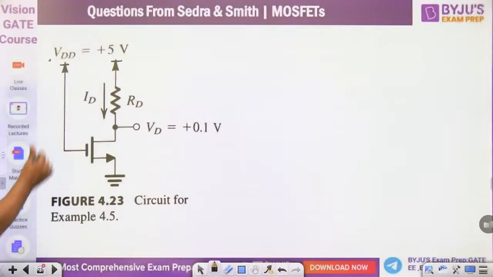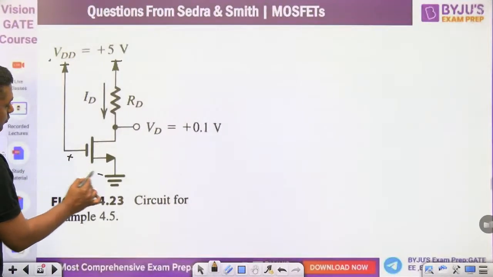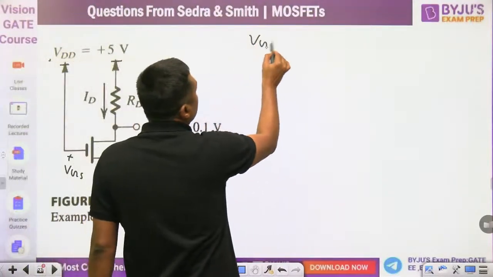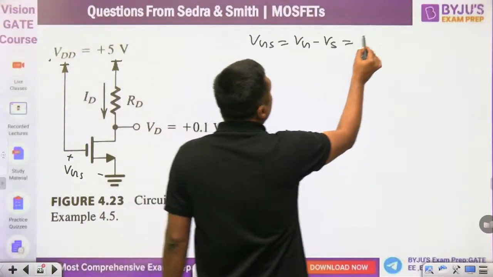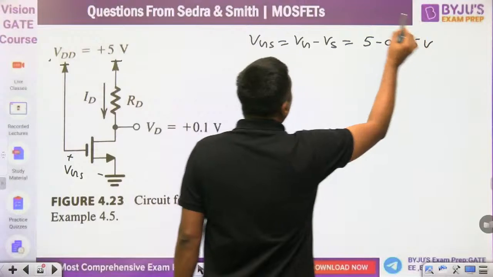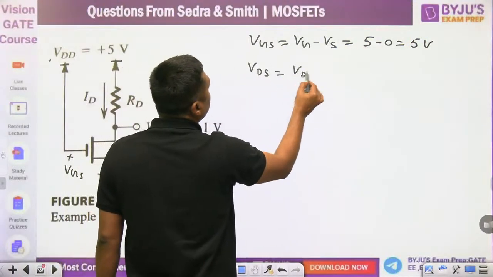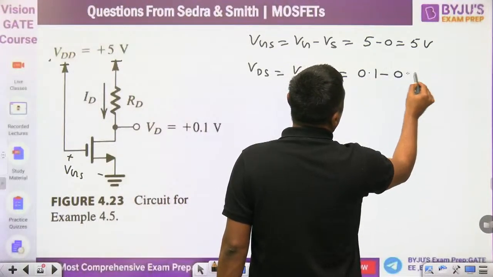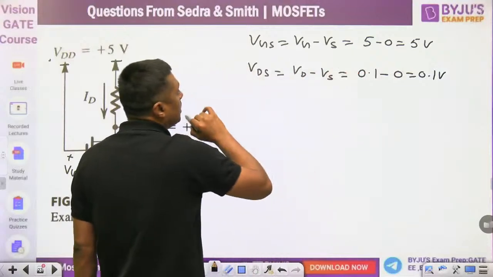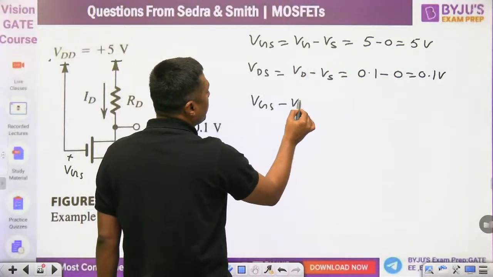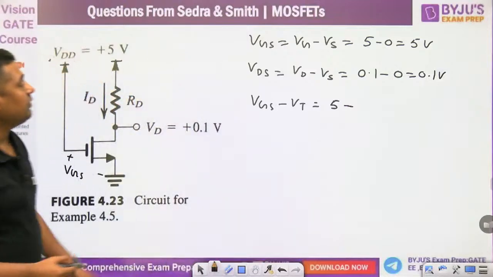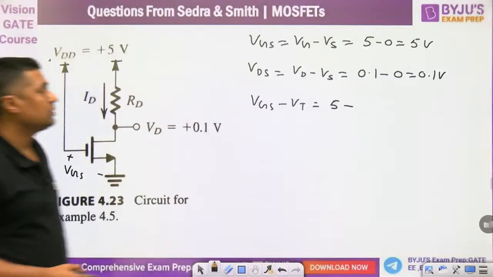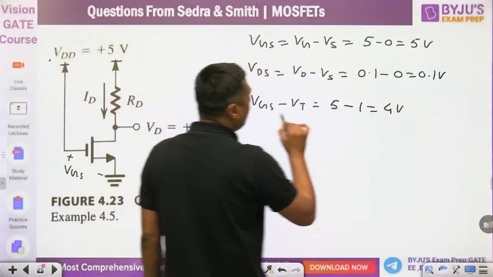Watch this. VGS is directly 5 volt, because VG minus VS is 5 minus 0, which becomes 5 volt. And what is the VDS? VD minus VS. What is the VD? 0.1 minus 0, that is 0.1 volt. Very, very small. And what is VGS minus VT? 5 minus, what is the VT given in the question? Threshold voltage 1 volt, it is given in the question. Minus 1, that is 4 volt. Effective voltage is 4 volt.